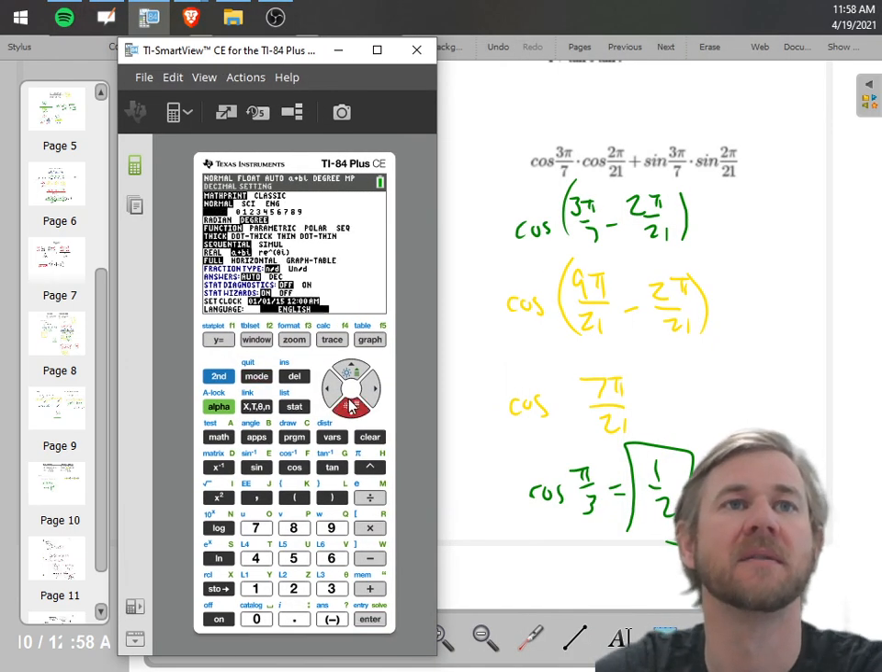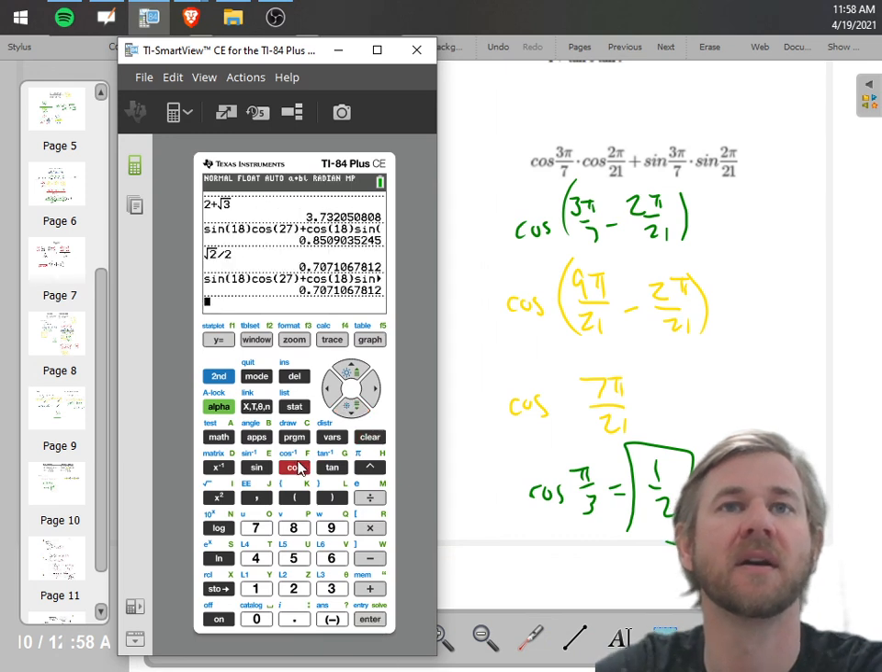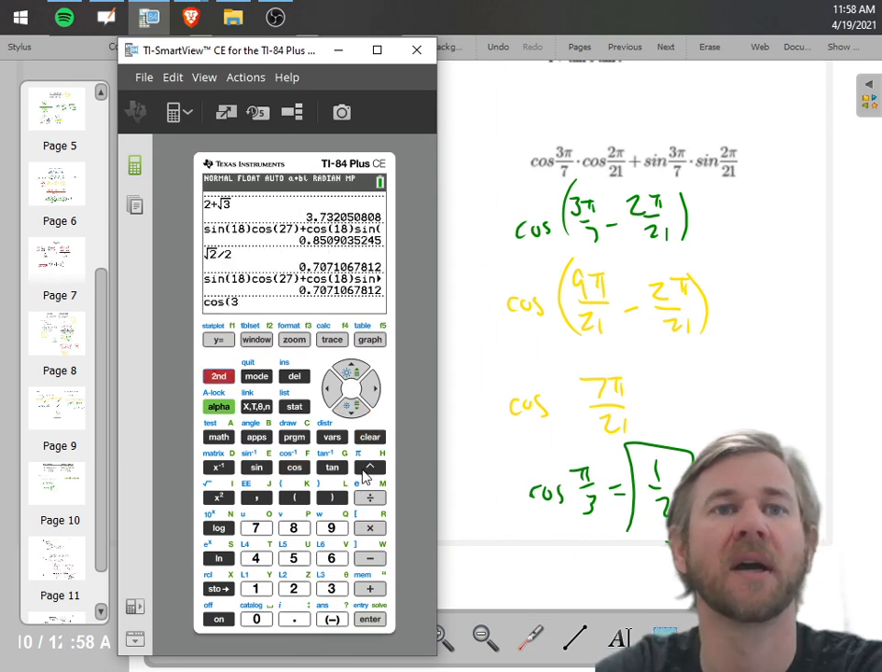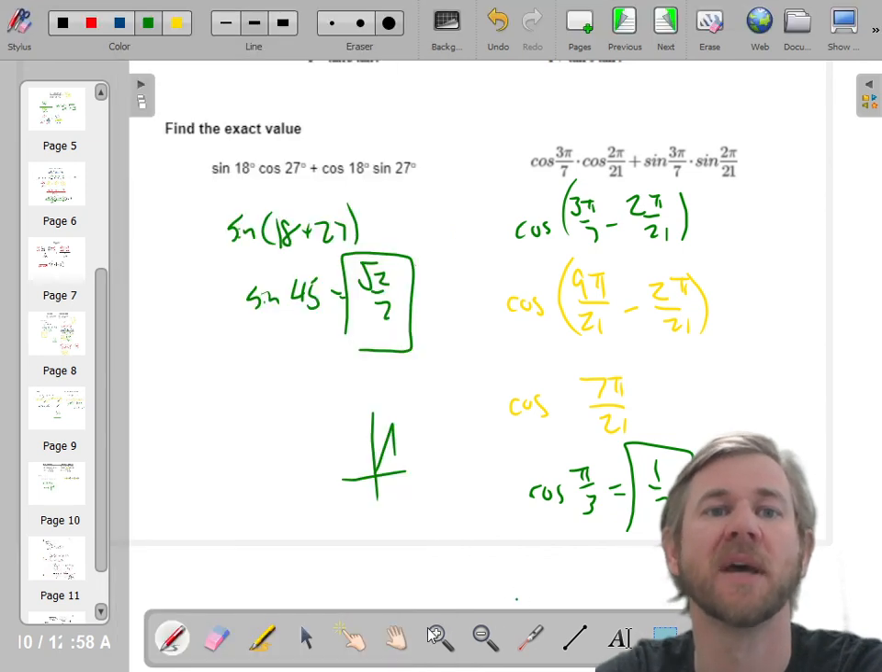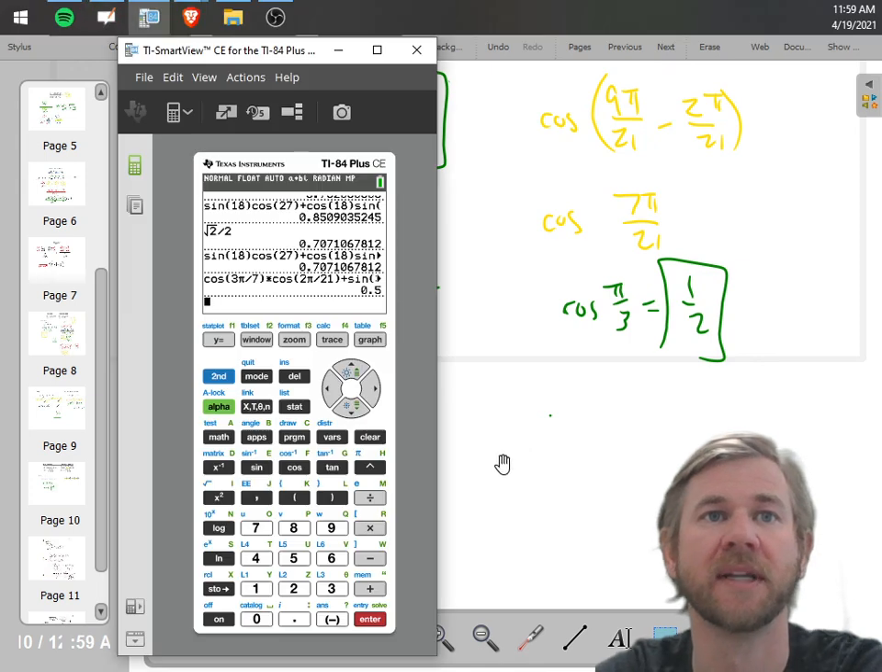Cosine, I got to go back to radians though. Cosine of 3 pi over 7 times the cosine of 2 pi over 21 plus the sine of 3 pi over 7 times the sine of 2 pi over 21. If I'm going to type all this in, I better get 0.5. Come on, 1/2. Let's go. Awesome. Okay, we did it.